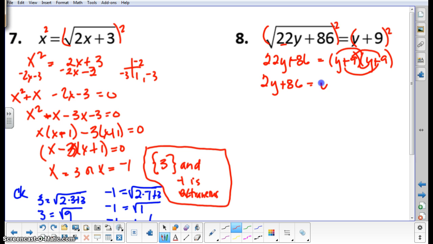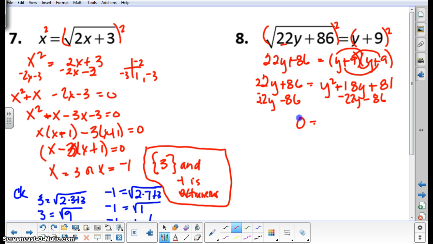Okay, y times y is y squared. We have a 9y plus a 9y, which is a positive 18y, and then we have y squared is 81. So we need to collect everything over with the squared term. So we're going to subtract 22y and 86 from both sides.